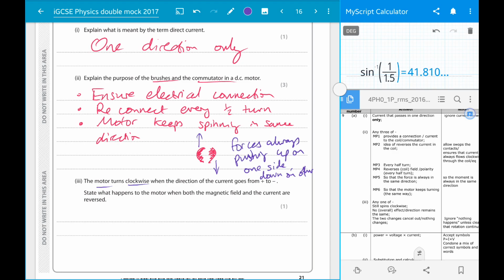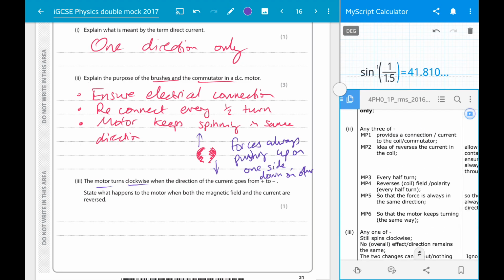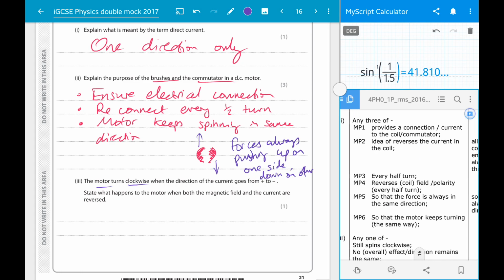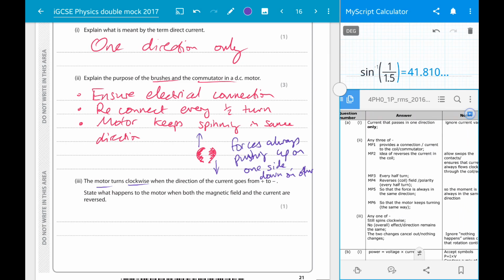The motor turns clockwise. Let me just double check that this is worth all the marks. There's a lot of marks here in the mark scheme. Provides a connection, yes. Reverses the current in the coil so that every single half turn it reverses the current. I've said reconnecting every half turn, that's fine. Reversing the coil's polarity every half turn, yep. So that the force is always in the same direction. Force is pushing up on one side and down the other all the time, so that the motor keeps on turning, the motor keeps on spinning. Yeah, these are 6 different points that you could have said.